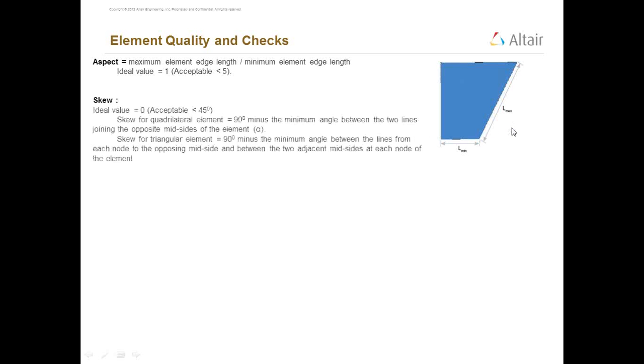Then skew. The ideal value of skew is 0, but acceptable is less than 45 degrees. Skew for a quadrilateral element is 90 degrees minus the minimum angle between the two lines joining the opposite mid sides of the element. Skew of the triangular element is 90 degrees minus the minimum angle between the lines formed from each node to the opposite mid side and between the two adjacent mid sides at each node of the element, as you can see here.